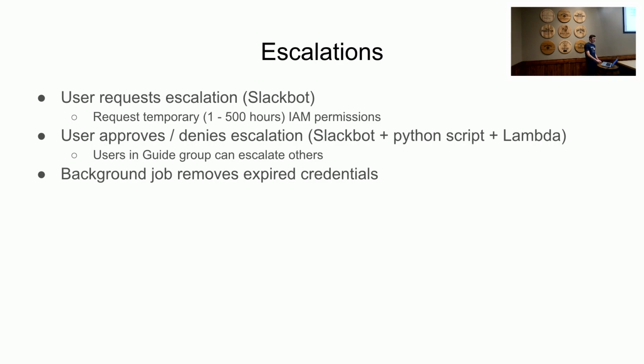So we created a Slack bot that allows us to request access. You can request for an hour to 500 hours. This will go to anyone in that guide group that I showed earlier. It chooses a person that's online in Slack from that group, and it'll say, hey, Ken needs access to this client for this many hours, and then it will give you the short little thing that you need to copy into our console app, and you run it, and then you can escalate the person.